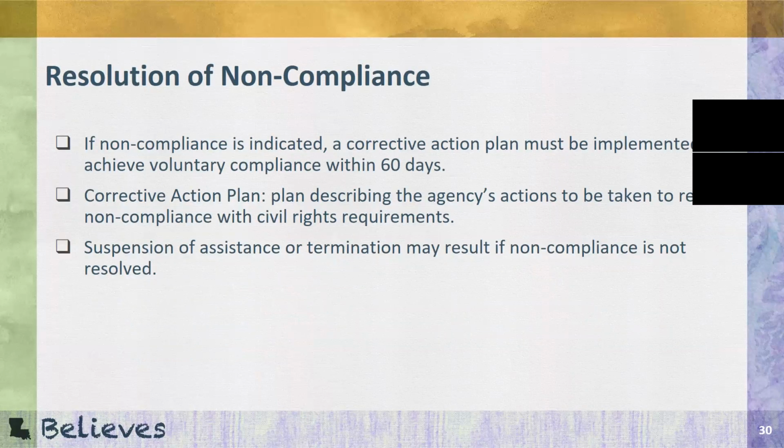If non-compliance is indicated, a corrective action plan must be implemented to achieve voluntary compliance within 60 days. The corrective action plan should describe the agency's actions to be taken to resolve the non-compliance determined. If the corrective action is not achieved within 60 days, suspension of assistance or termination may result.